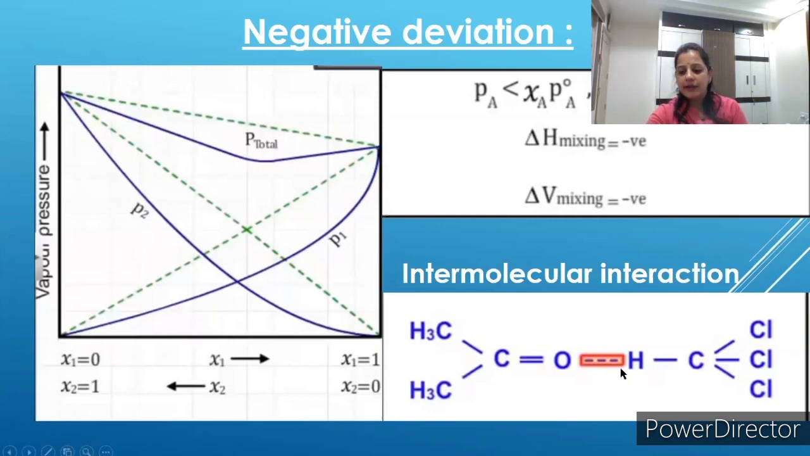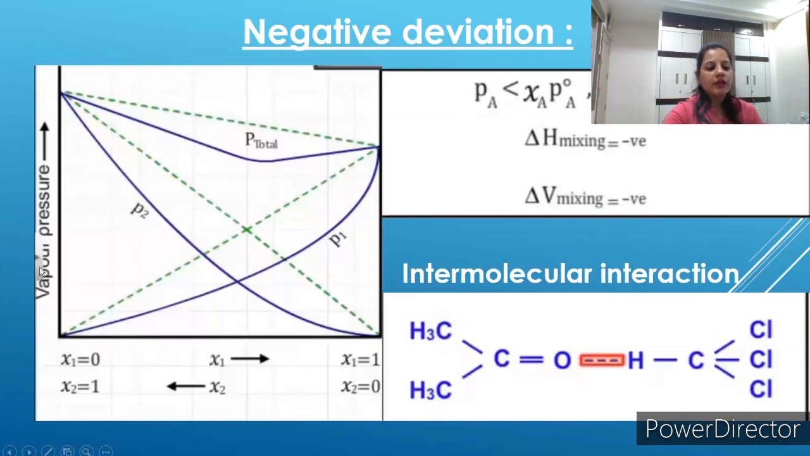Regarding the intermolecular interaction, we can see here acetone and chloroform. When we mix these two, they generally show a negative type of deviation. Why? Because of the hydrogen bond. The hydrogen bond is formed between the oxygen of the acetone and the hydrogen of the chloroform, due to which the magnitude of the interaction increases, and therefore the partial vapor pressure is lower.